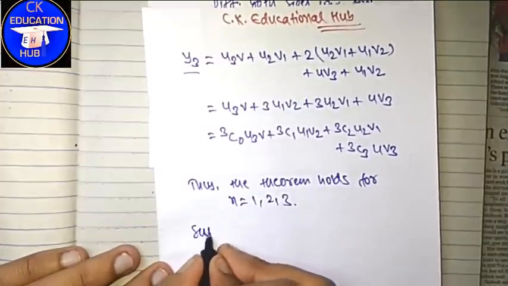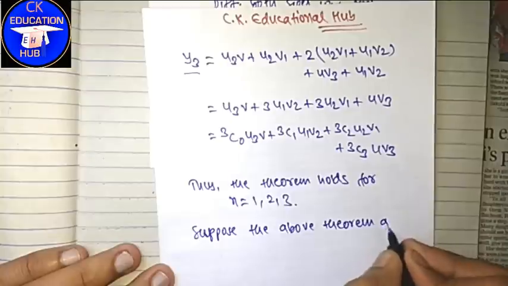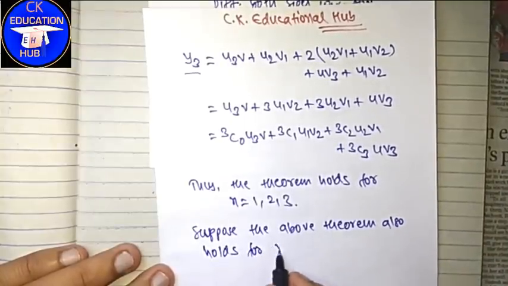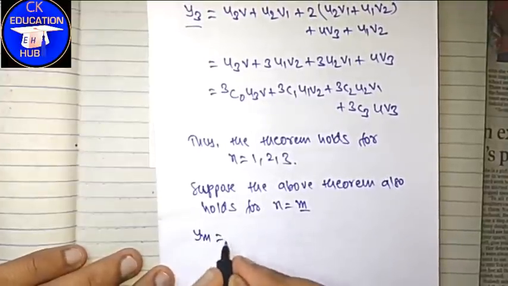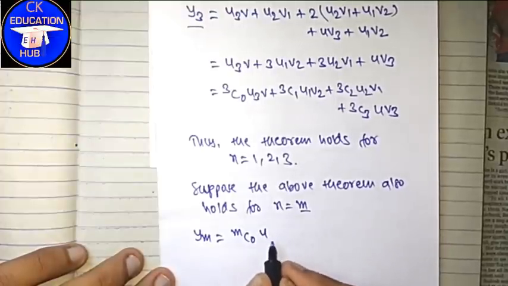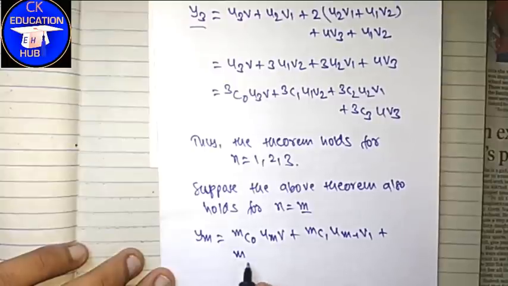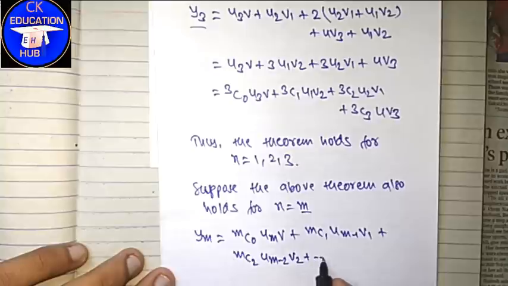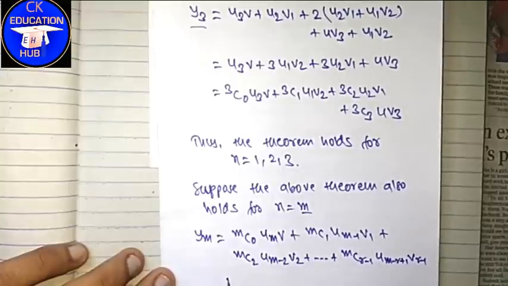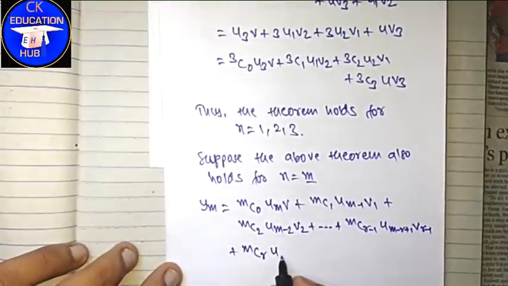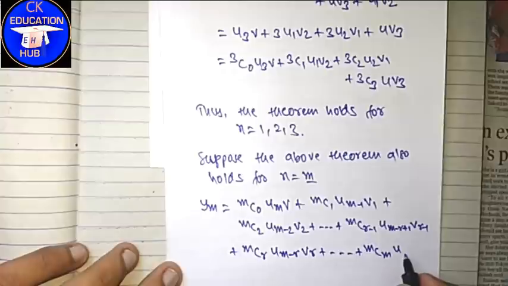Now suppose the above theorem also holds for n is equal to m, for any integral value m. So y_m is equal to mC0 u_m v plus mC1 u_(m-1) v1 plus mC2 u_(m-2) v2 up to mC(r-1) u_(m-r+1) v_(r-1) plus mCr u_(m-r) v_r up to mCm u v_m.